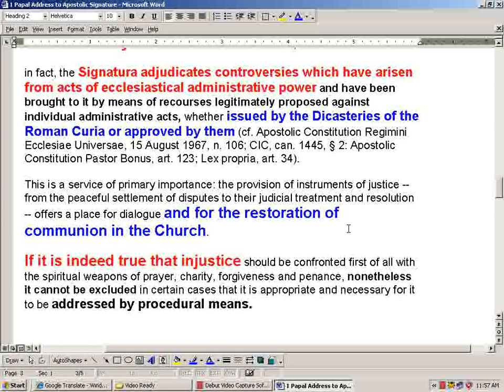So we're not in communion with the church. Now, we'll find out how that goes, but again, even so, if you have a complaint, you take it to the Apostolic Signatura. If it is indeed true that the injustice should be confronted, first of all, with the spiritual weapons of prayer, charity, forgiveness, and penance, nothing less, it cannot be excluded in certain cases that it's appropriate and necessary for it to be addressed by procedural means.